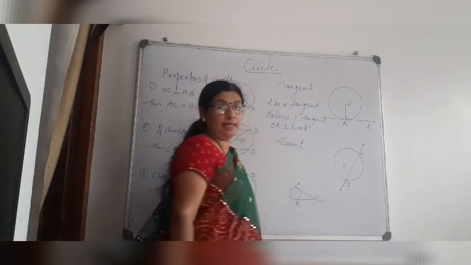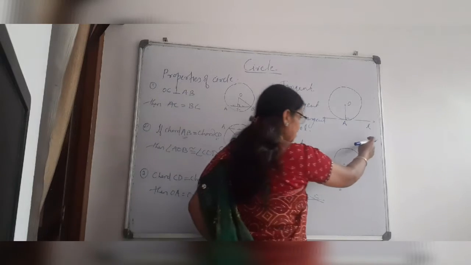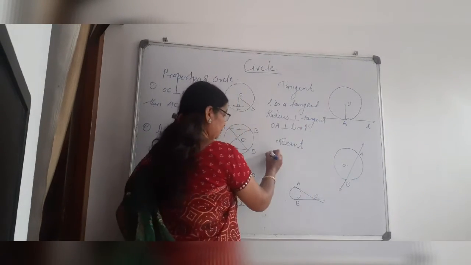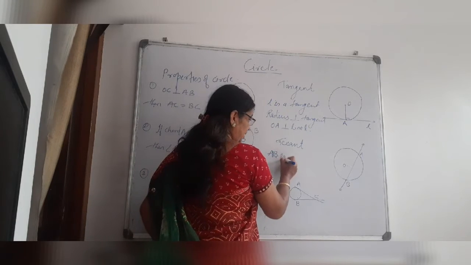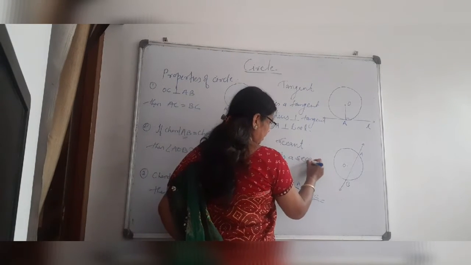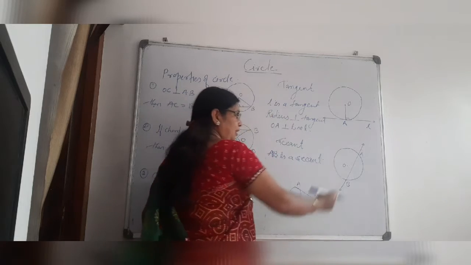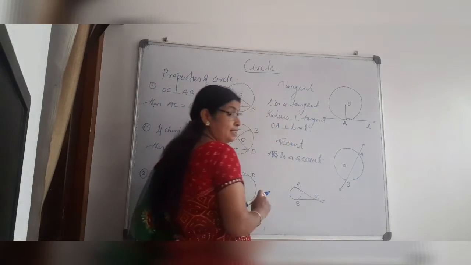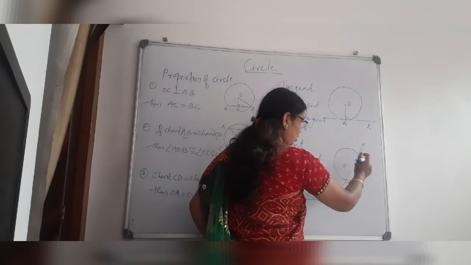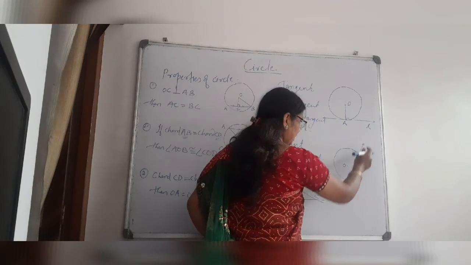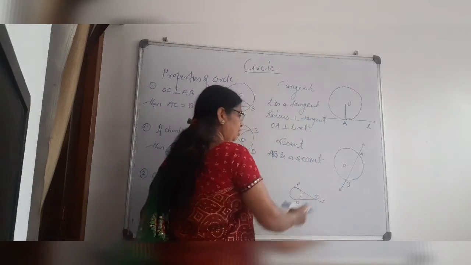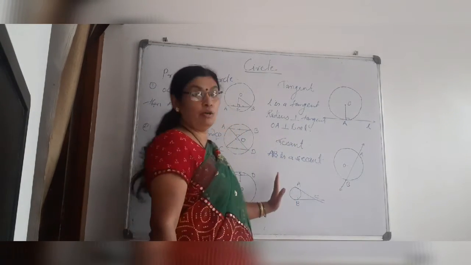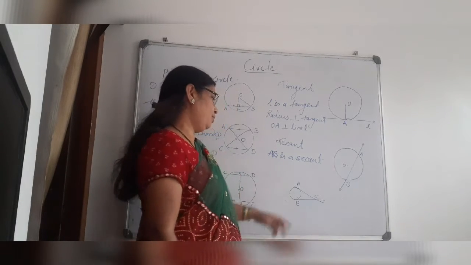Now what is meant by secant? A line which intersects the circle in two distinct points is called a secant. AB is a secant. Now AB is a chord. Chord means a line segment, and secant means a line which intersects the circle in two points.